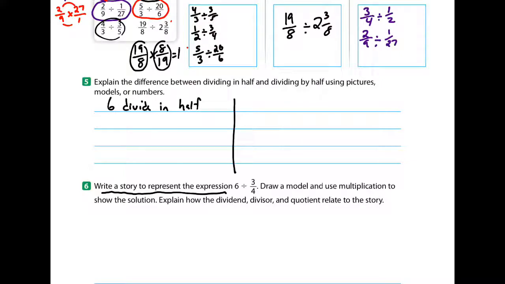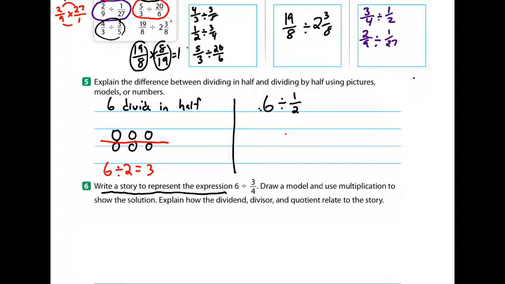means I'm going to take 6 and I'm going to cut it in half. So if I did 6 divided in half, I'm actually dividing it by 2, and that gets me 3. But what about dividing 6 by half? So let's say I do 6 divided by half, which is different than 6 divided by 2.